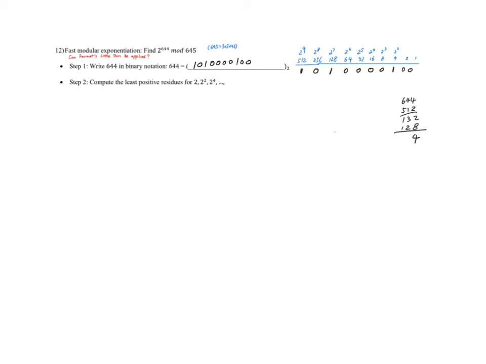Now why do we do this? This means 2 to the 644 is equal to 2 to the, now 644 means we have 512, and then we have 128, and we have 4, right? So basically this is 2 raised to 512 times 2 raised to 128 times 2 to the 4th.